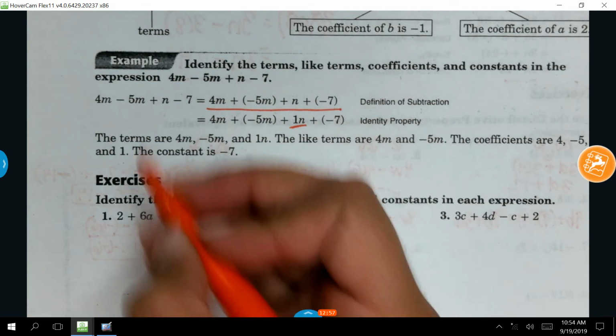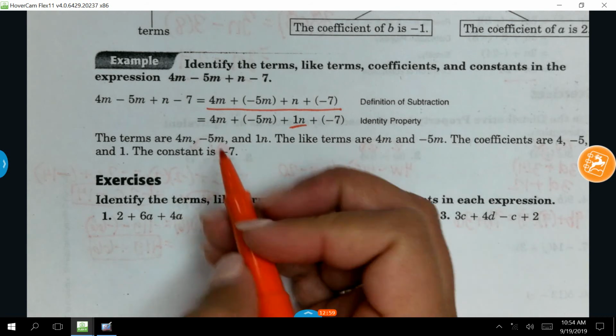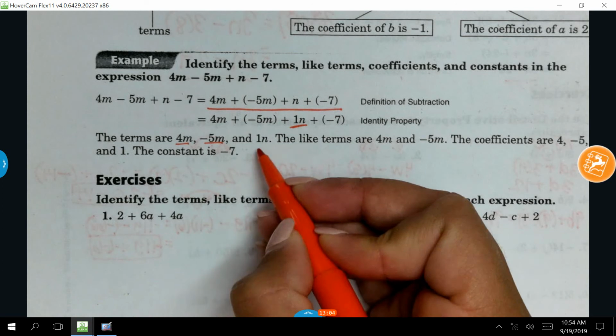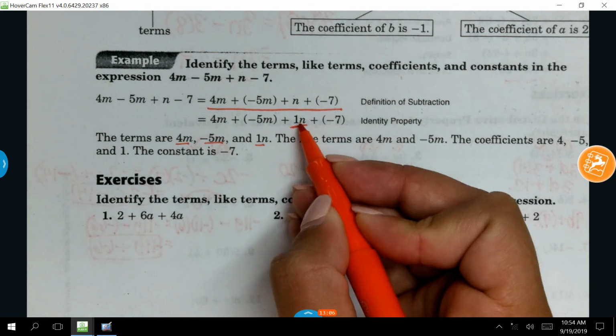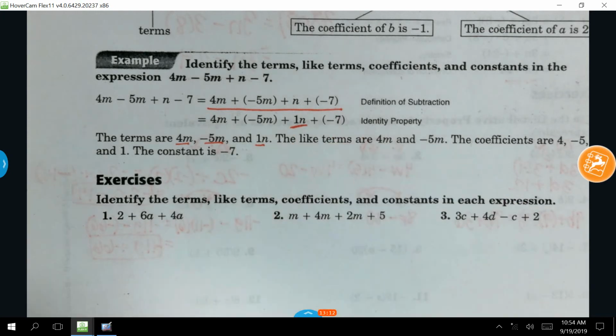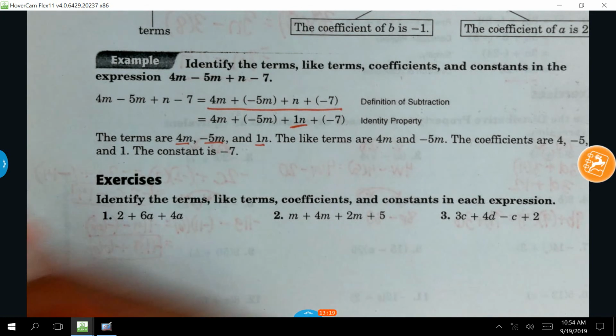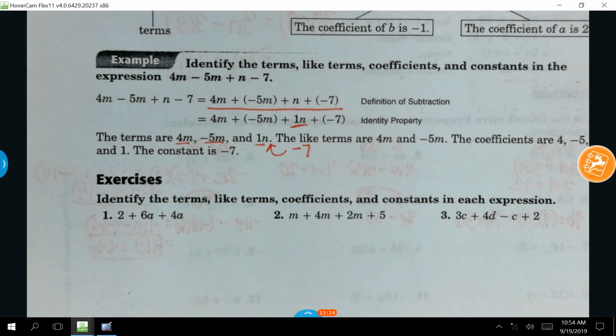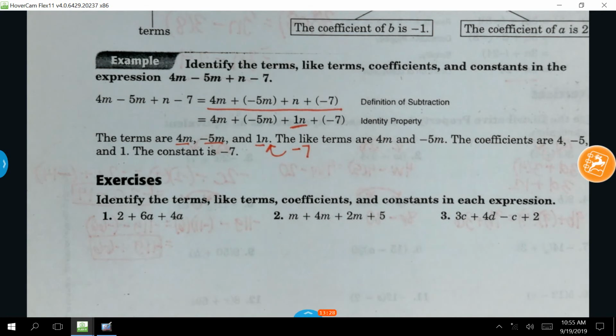All right, looking back right here. If I'm looking at my terms, they said that I've got 4m, I've got negative 5, and I've got 1n. Did they make a mistake? What about negative 7? Is it a term as well? Yeah. Everything is a term, right? So they left off their negative 7. So add that in there. Your terms should be 4m, negative 5m, 1n, and negative 7.